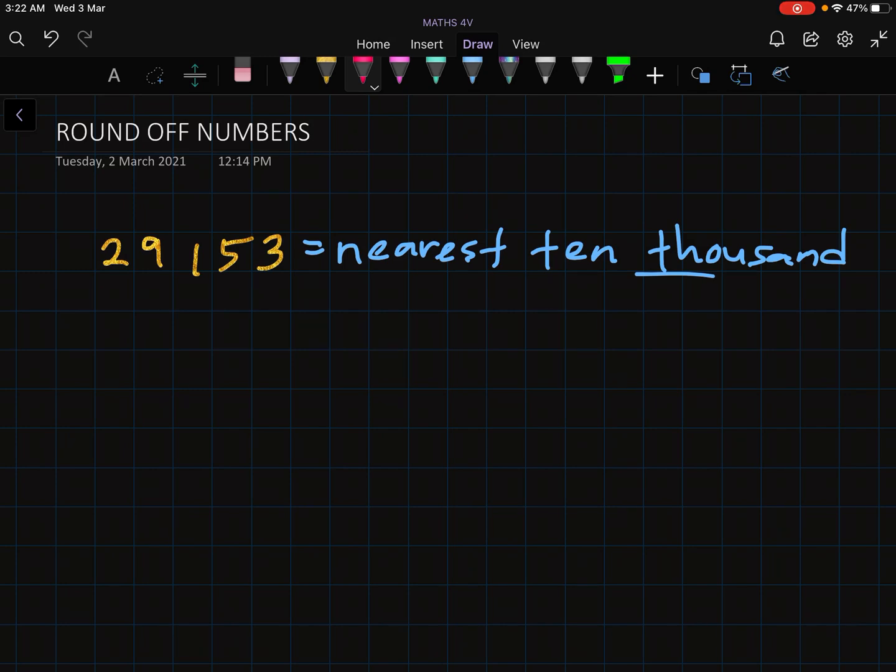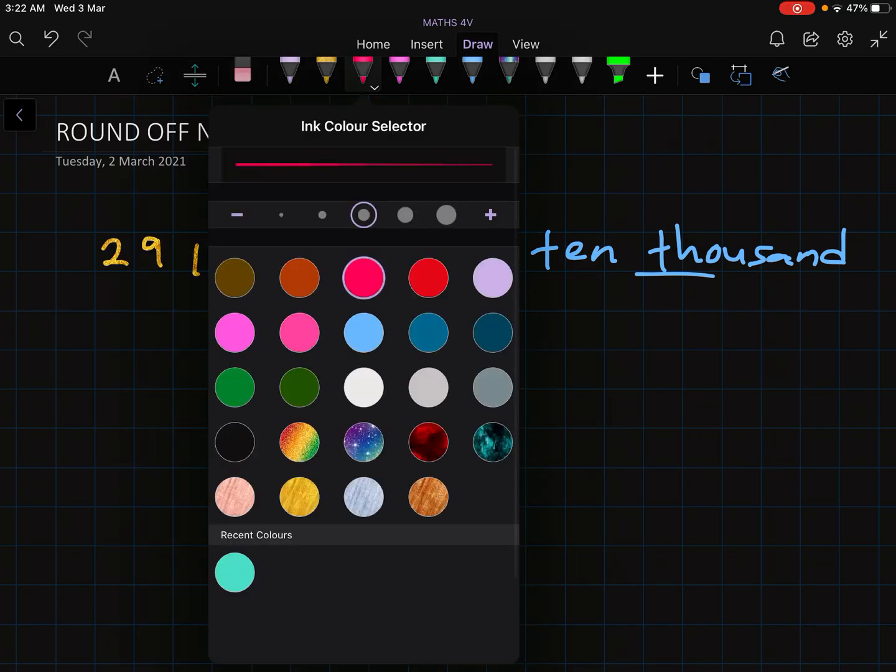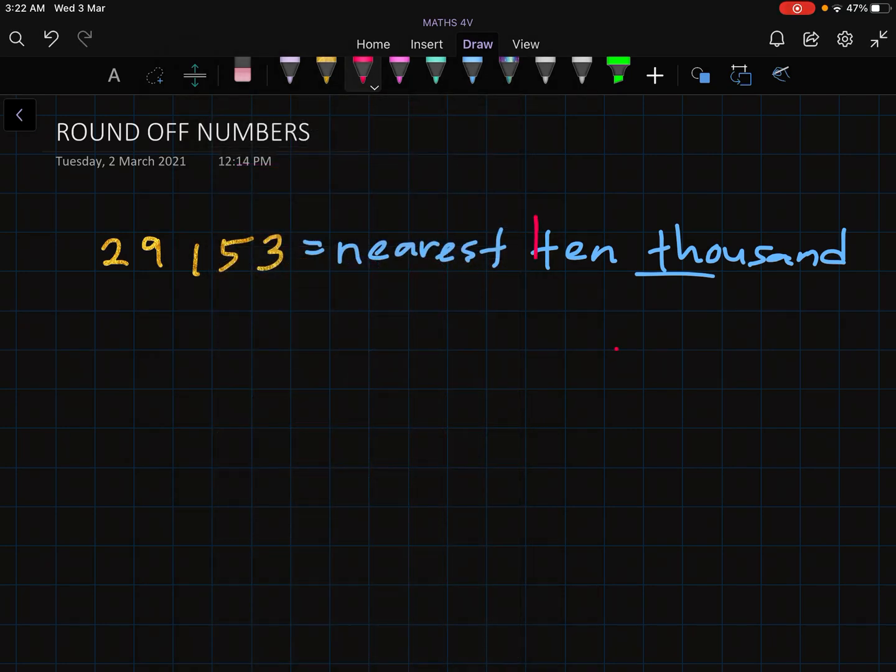The question here is 29,153. Normally when it comes to rounding off, the questions sound like: round off to the nearest 10,000, round off to the nearest 1000, round off to the nearest 100, or round off to the nearest 10. In this question it's about rounding off to the nearest 10,000. The place value of 10,000 here is 2, so we'll circle the 2.